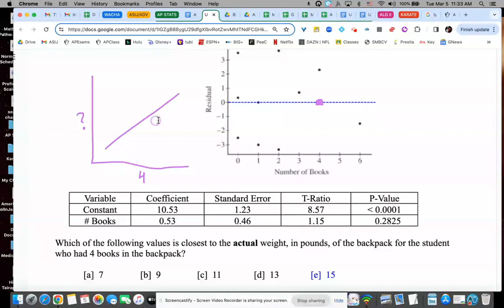But then that's just a prediction. The actual data point here, like this one, is what I'm looking at. That one on the scatter plot is actually above my regression model because it has a positive residual. It looks like about a positive 2. So I'm going to use 2.